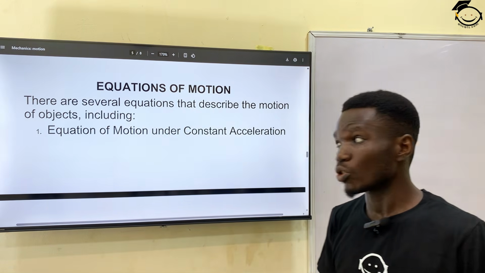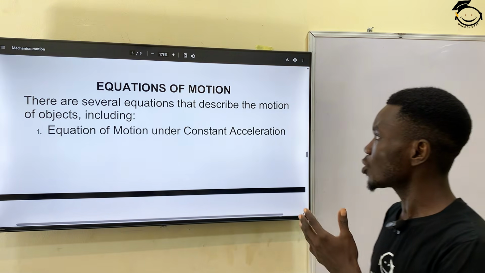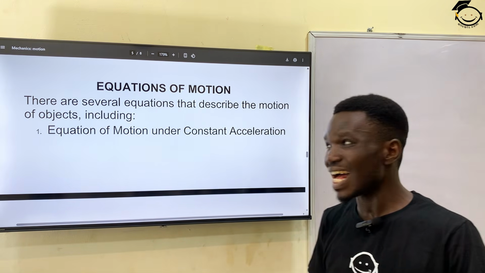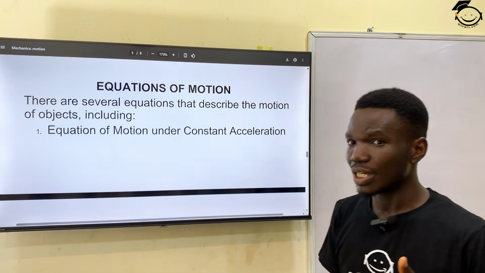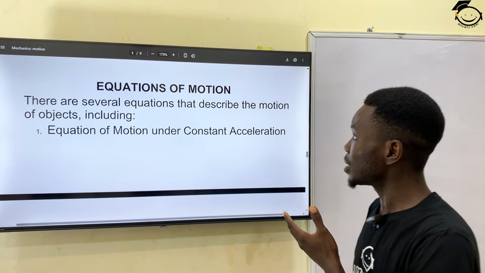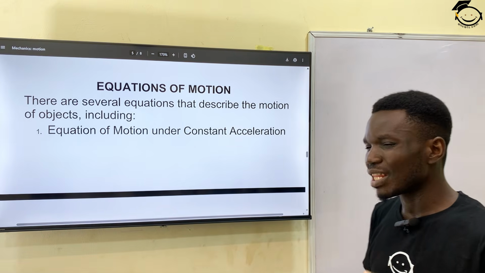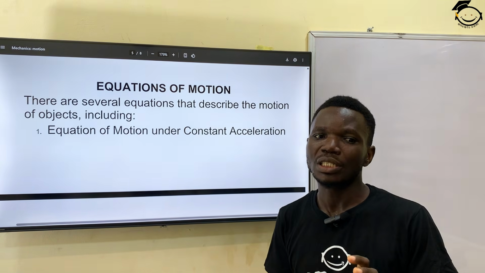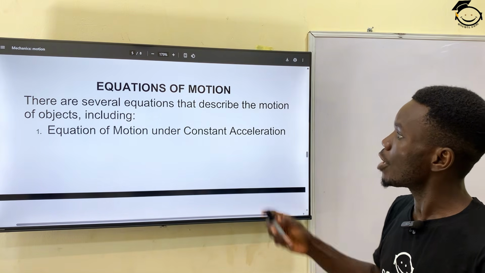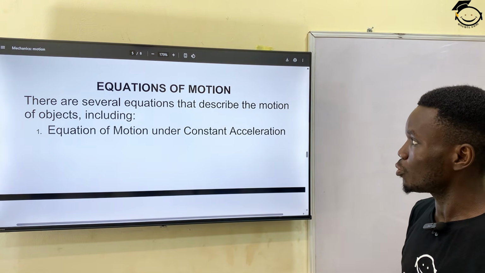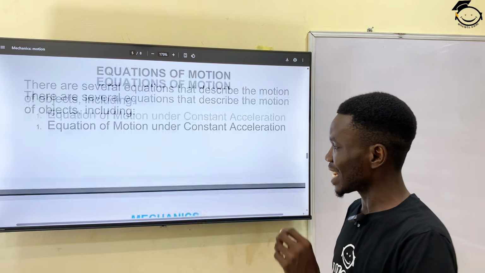And the equations of motion are categorized into equation of motion under constant acceleration. So when a body is moving, we are going to describe it using the way the body is moving to be able to determine the parameters to solve the question. And here we have the first part, which is what? Equation of motion under constant acceleration.